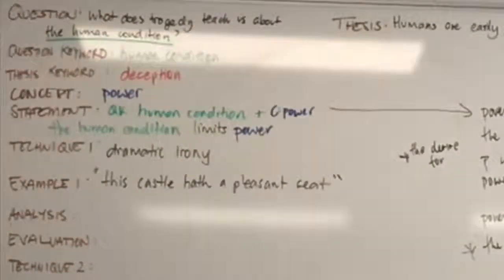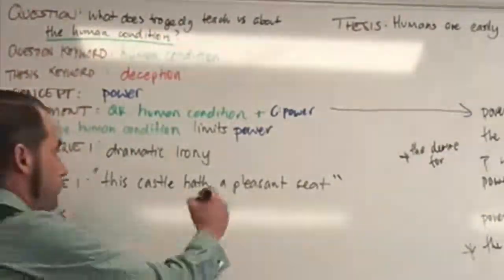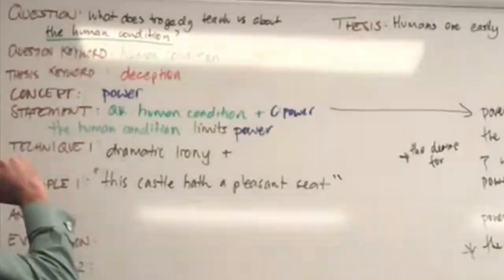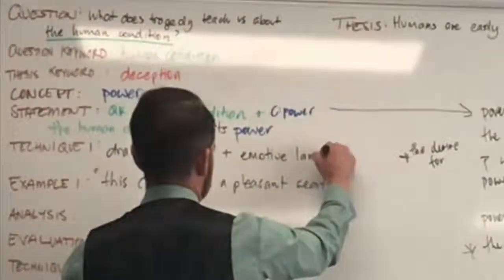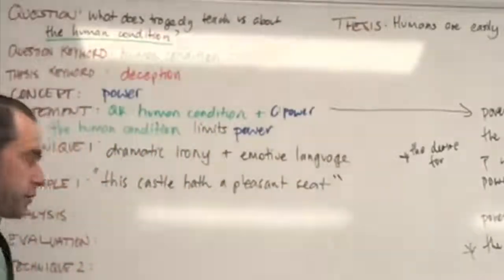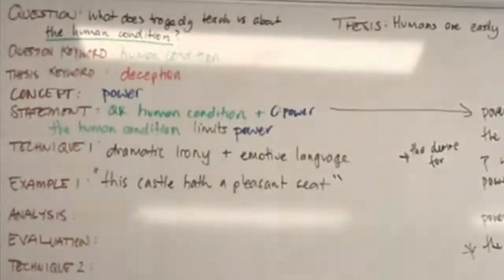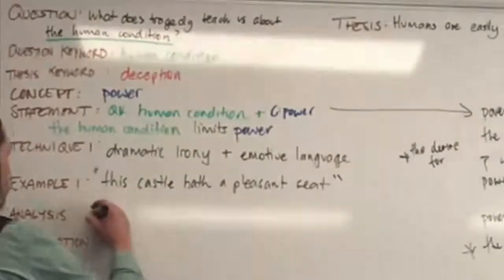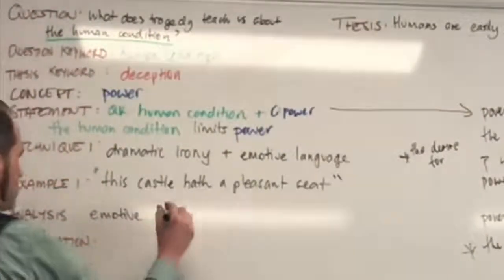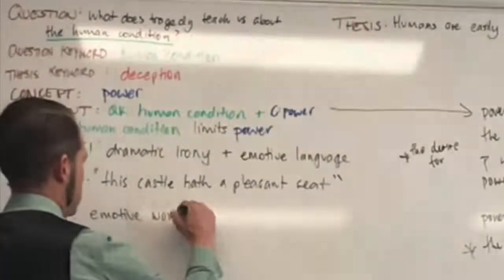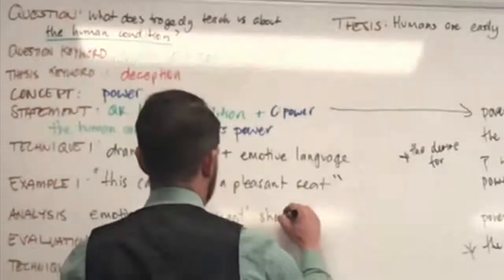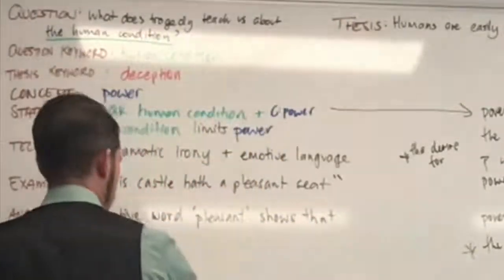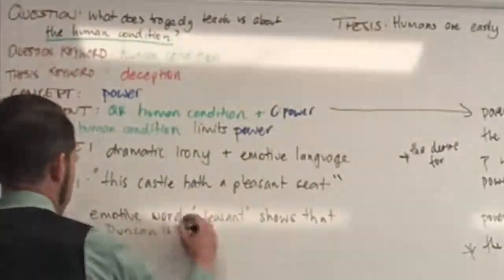Then I've got to do my analysis and my evaluation. So in the analysis, I could even add in another technique here. So I might do it like this, plus, let's say, emotive language. And I'm talking here about the pleasant. So I'm going to say in my analysis, the emotive word pleasant shows that Duncan is deceived.